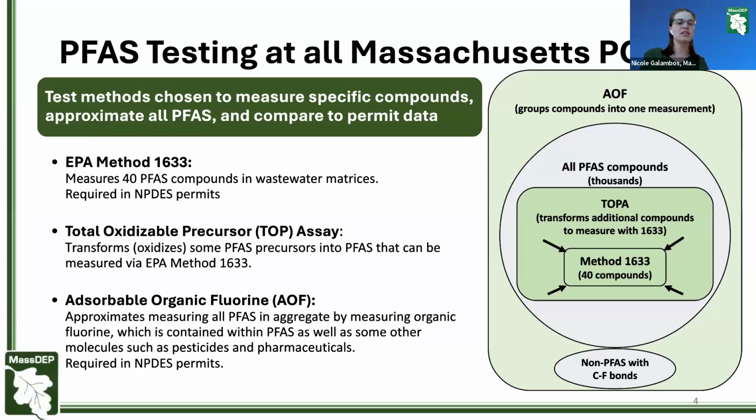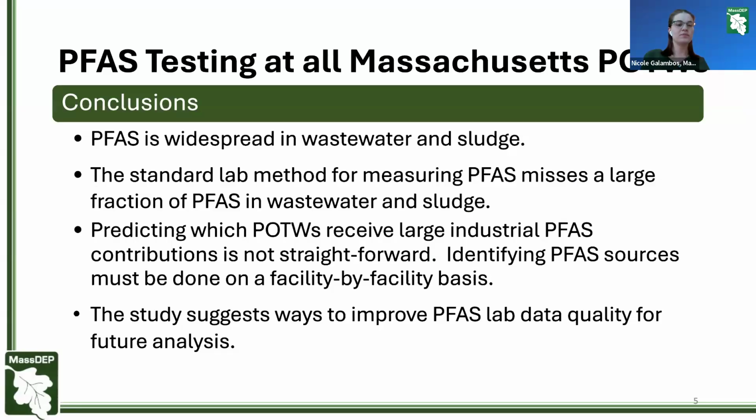EPA method 1633 tests for 40 specific PFAS compounds in wastewater matrices. It cannot measure every PFAS compound that exists, of which there are thousands. NPDES permits also include requirements to test for PFAS using method 1633, so the study data can be compared to permit compliance data. TOP assay, or total oxidizable precursor assay, is a process that helps find PFAS that method 1633 might miss. It works by turning some hidden precursor PFAS into measurable compounds and then measuring using method 1633.